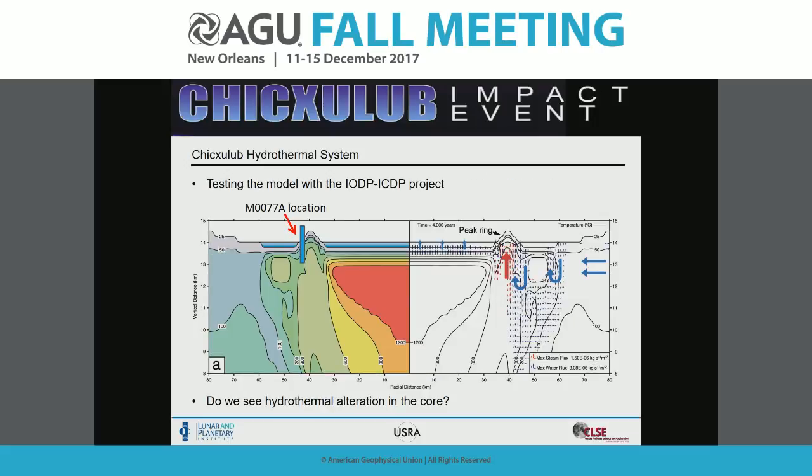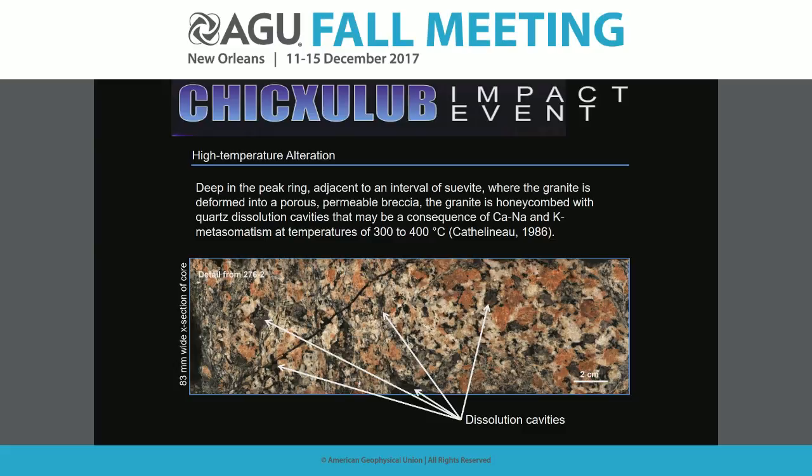Okay, so we wanted to test this model. This is where the borehole was sunk, on the outer edge of the peak ring. And so the question that we had: would we see hydrothermal alteration in that core? And moreover, if we did see hydrothermal alteration, would we see temperatures that were approximately 300 degrees C? So now let's look at the evidence.